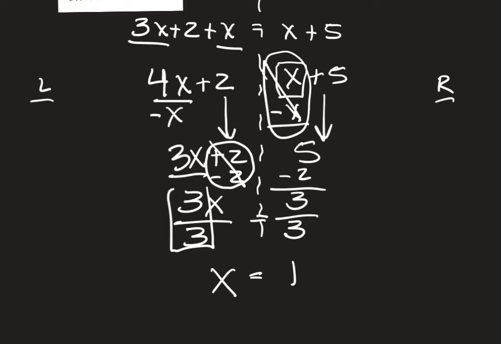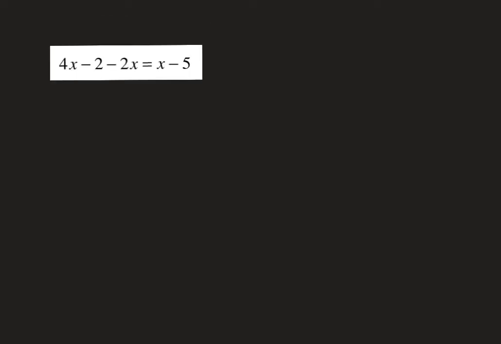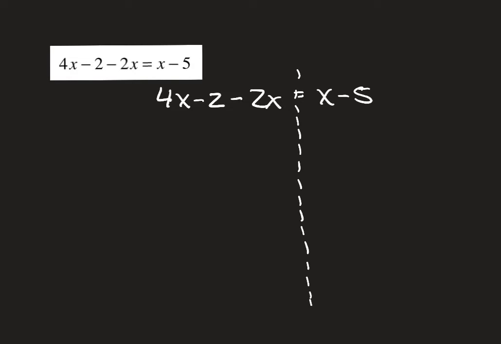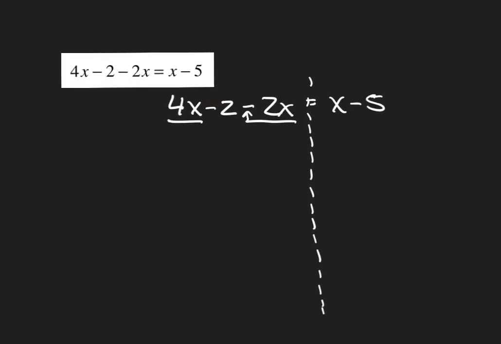So let's go over the rules again. Looking over here, I have 4x minus 2 minus 2x equals x minus 5. I suggest it gives you a visual to draw the line down the middle. We want to combine like terms. Again, it's only on the left side, and we have a 4x and a minus 2x. 4x minus 2x is just 2x. And we still have a minus 2. We have an x minus 5.